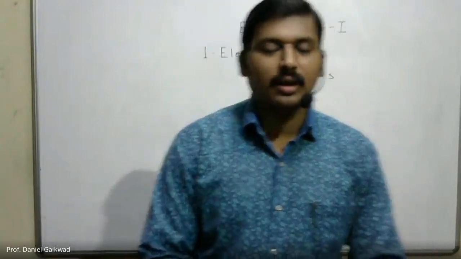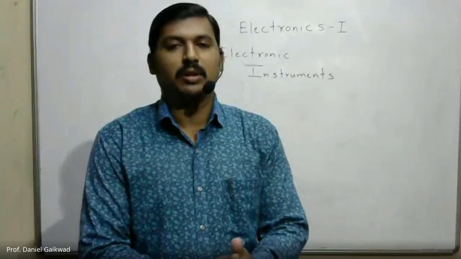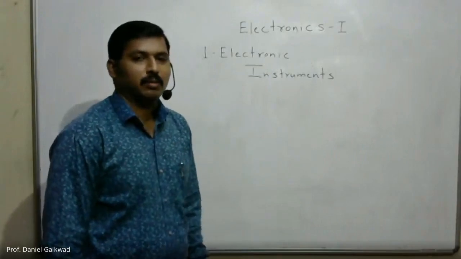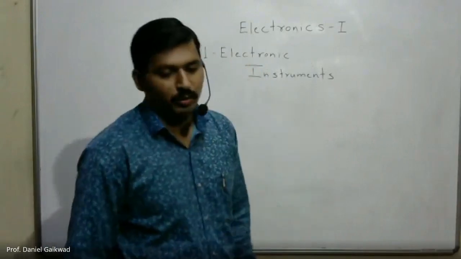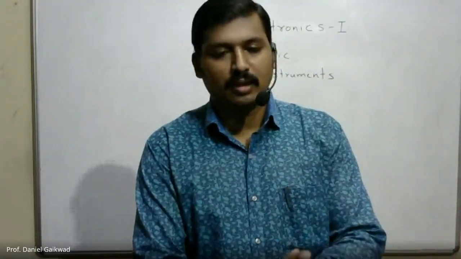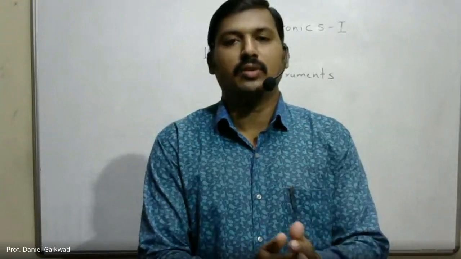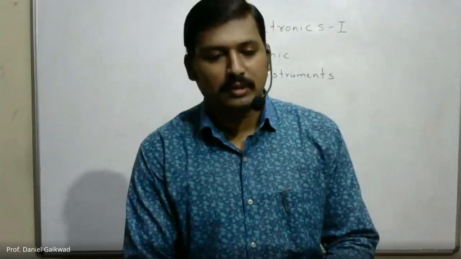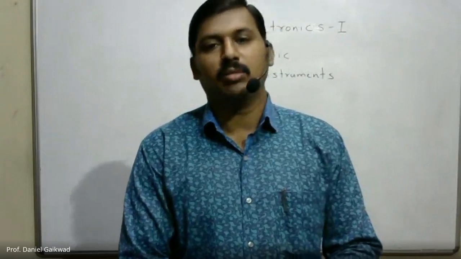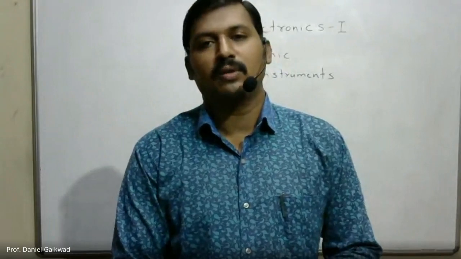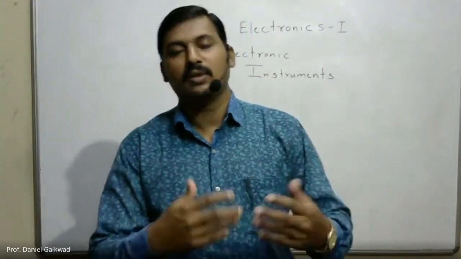Hello friends, once again we begin with the syllabus of electronics, paper number one, in which the very first chapter is electronic instruments. We already began with electronic instruments in the last lecture, and we have to study three electronic instruments: CRO, that is cathode ray oscilloscope, then function generator and digital multimeter. We already began with the study of the instrument CRO, in which there are a number of subparts.